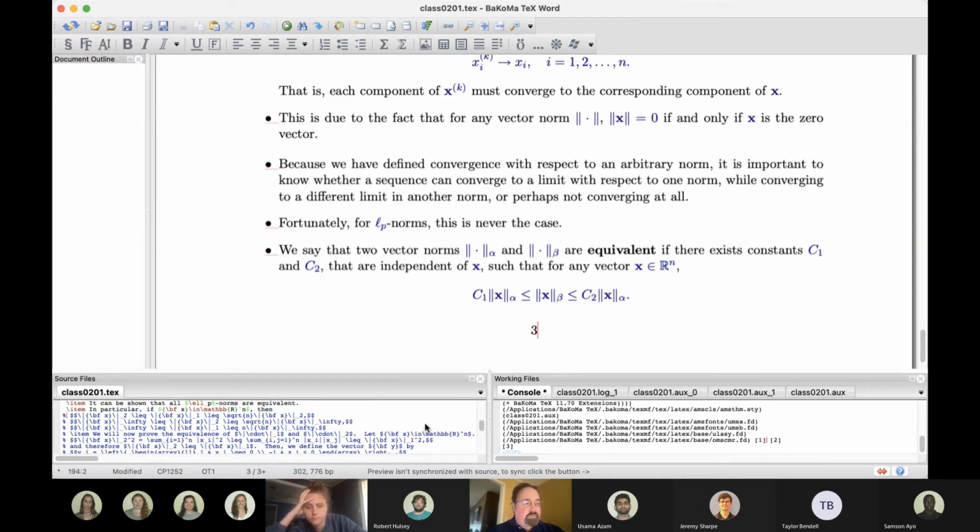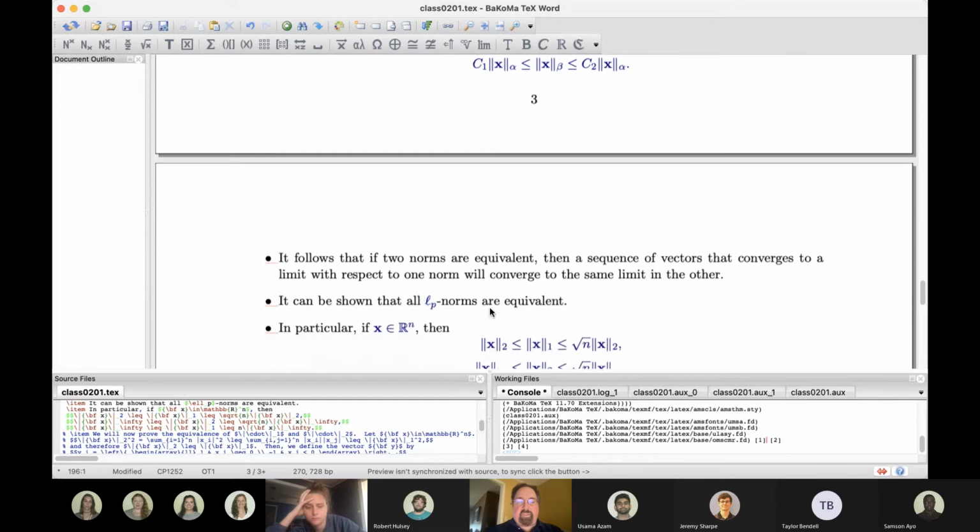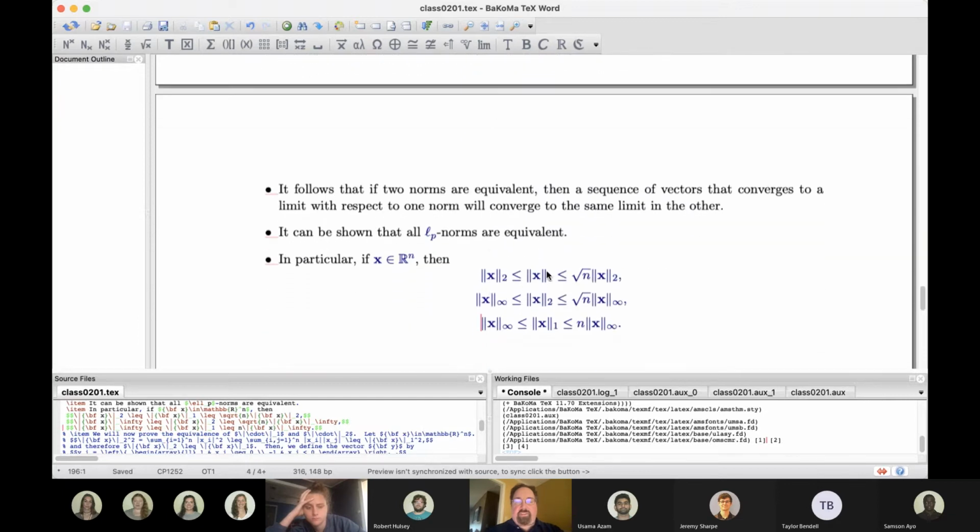Here are some relationships between specific norms. For instance, the one norm is always greater than or equal to the two norm. The two norm is always greater than or equal to the infinity norm. That's why I mentioned that as p increases, the norm decreases. And if x is in Rn, the one norm is less than or equal to square root of n times the two norm. This is independent of x; it just comes from the dimension of the space.